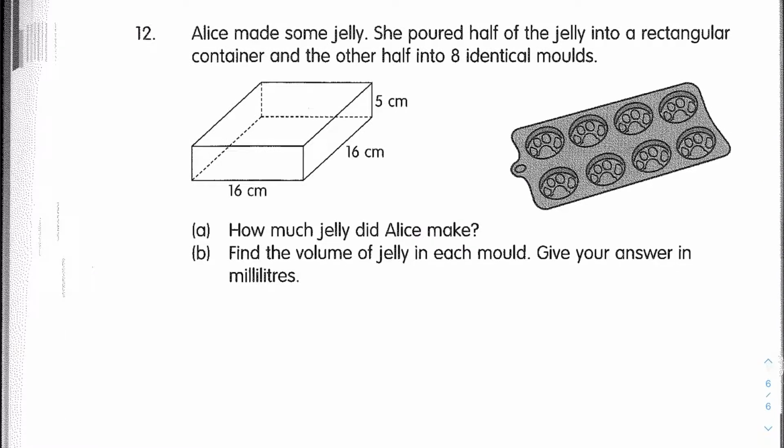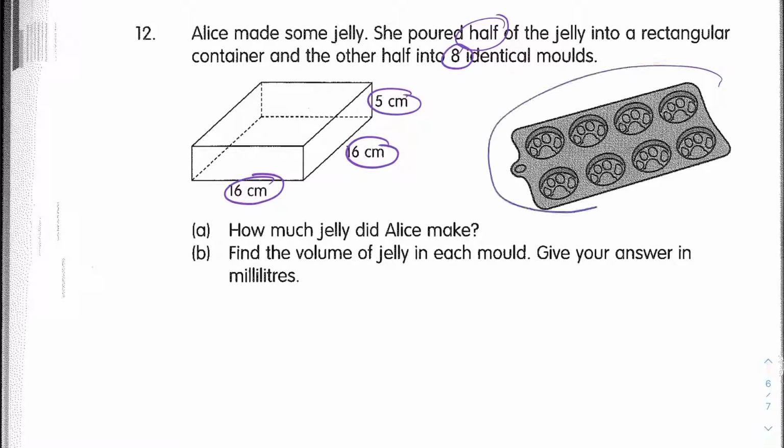Last question. Alice made some jelly. She poured half of the jelly into a rectangular container and the other half into 8 identical molds. So half the jelly fills up this container, the other half fills up this mold. So the volume is the same for each container. So A, how much jelly did she make?